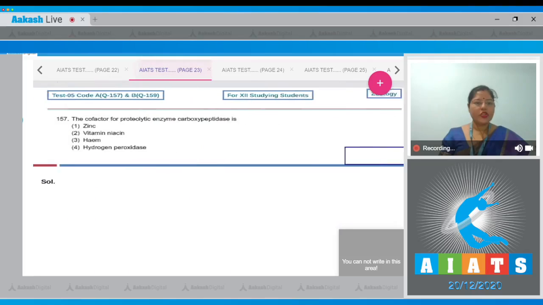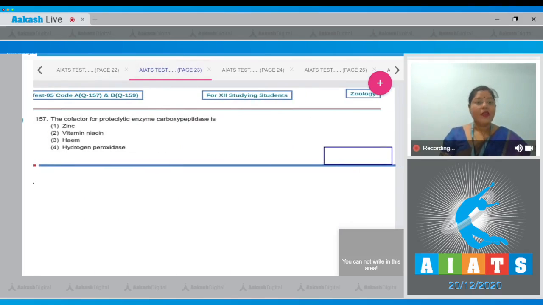Let's move on to the next question. Question number 157. The cofactor for proteolytic enzyme carboxypeptidase is? Cofactor for carboxypeptidase is zinc. So correct answer is option number 1. Let's see other options also. Vitamin niacin, it is present in the coenzyme NAD and NADP. Heme is the prosthetic group for peroxidase and catalase. Correct answer to our question is option number 1.